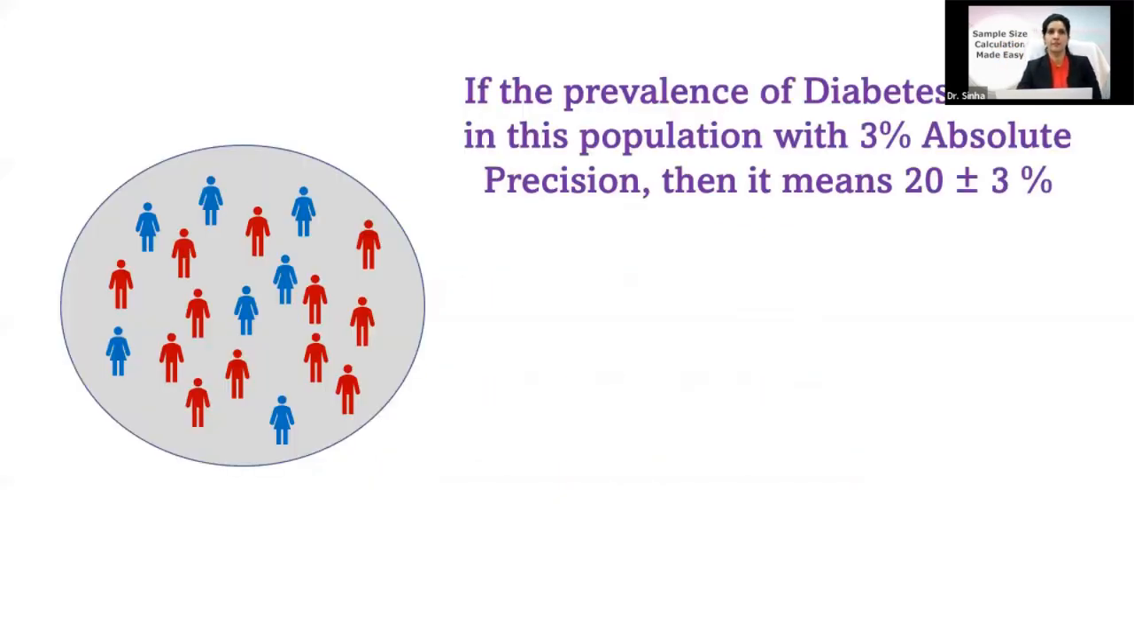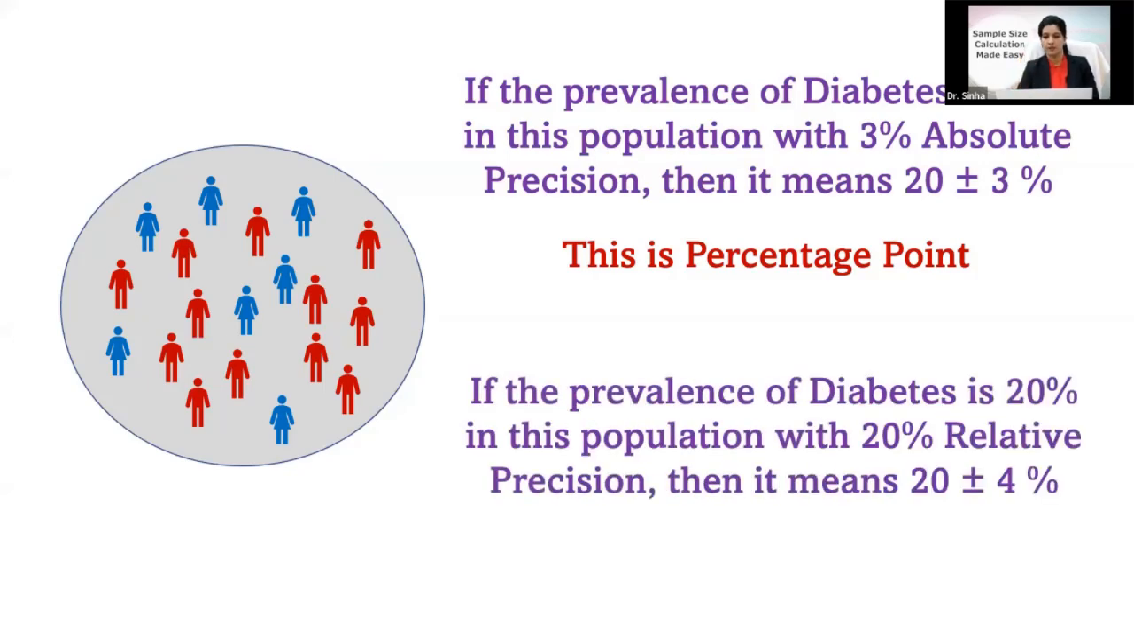Next, if the prevalence of diabetes is 20% in this population, and I say that the prevalence of diabetes is 20% with a 3% absolute precision, that means this is a percentage point, because I will be saying that my population parameter will lie from 17% to 23%.